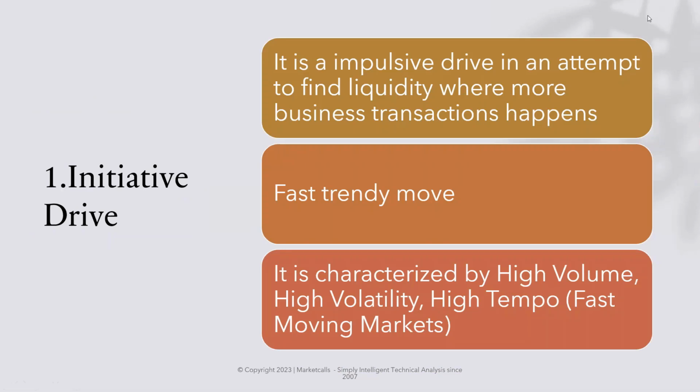Now, when it comes to initiative drive, how we can identify the initiative drive is that it is more of an impulsive drive in an attempt to find liquidity. As I said, generally institutions drive the price action aggressively to find the liquidity where they can find more buyers or more sellers, so they can conduct a large amount of business. It is more of a fast, trendier move, right? And it is characterized by high volume, high volatility, high tempo, which means fast moving markets. Initiative drive always comes with fast moving markets.